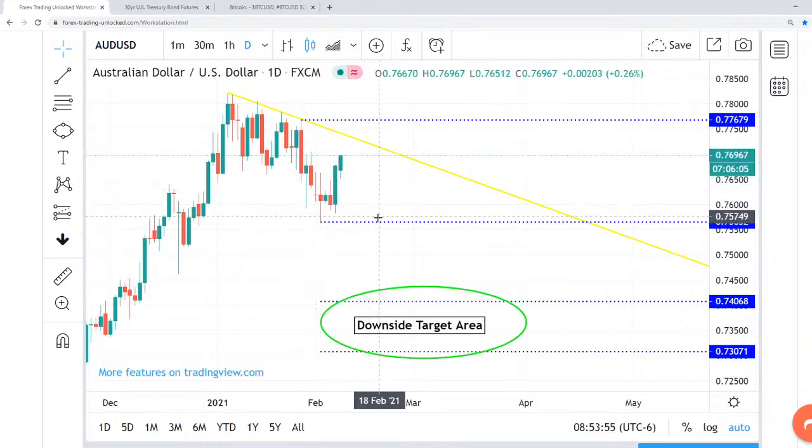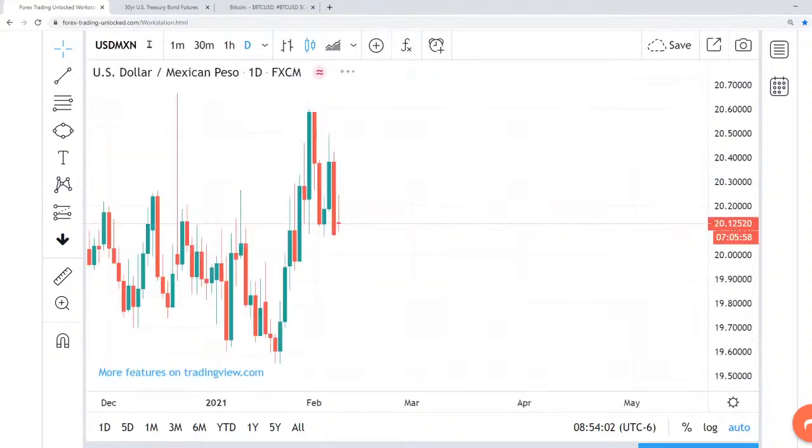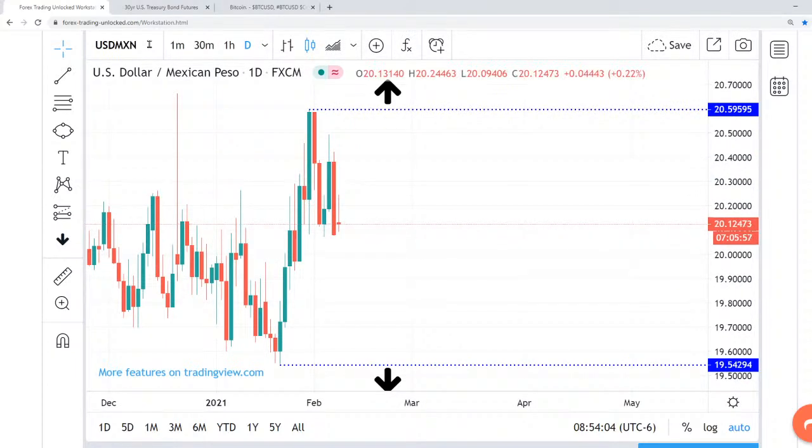So we're building it up for this, and we're going to get to it just after we get a couple more currencies. So U.S. dollar, Mexican peso has entered a neutral zone. It's basically going to be hovering, I think, between this 19.54 and 20.59 range for a while.